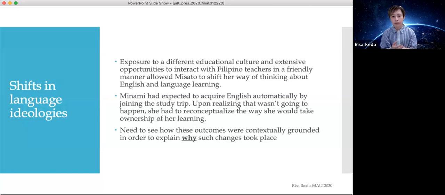Also, by looking at their background, that they're from Japan, it's typically the norm to stay quiet, to not take initiative, not to take action. And so that's why Minami had this shock when she went to the Philippines and realized she had to take action.